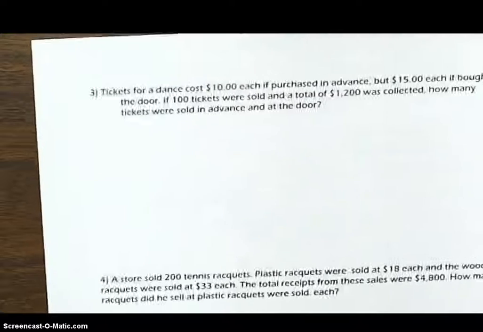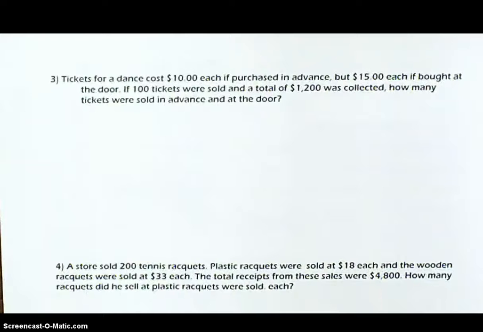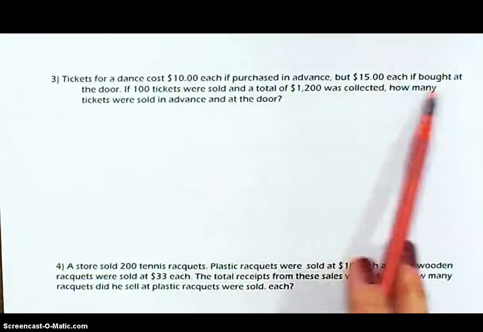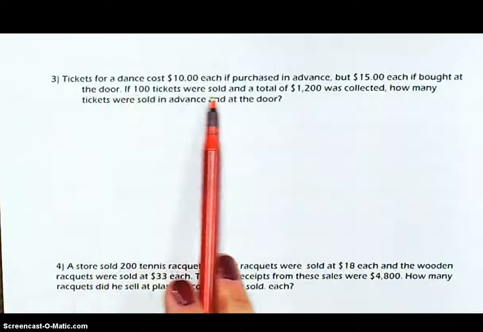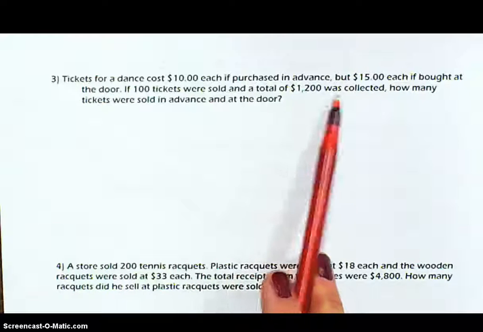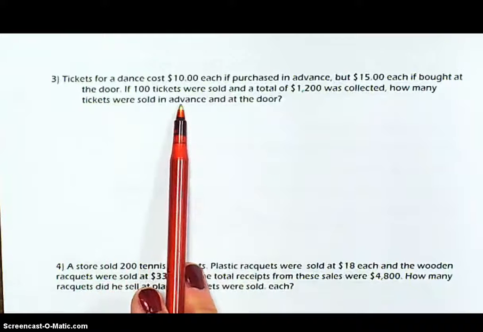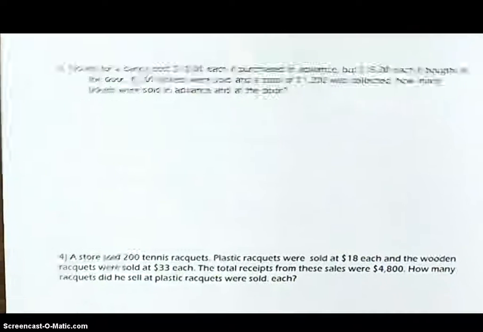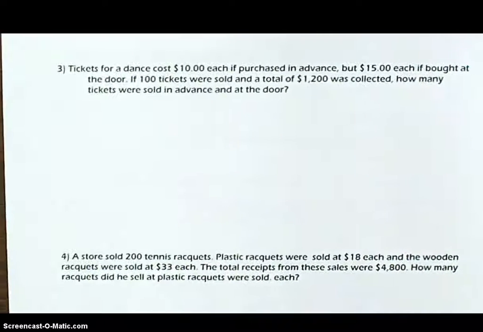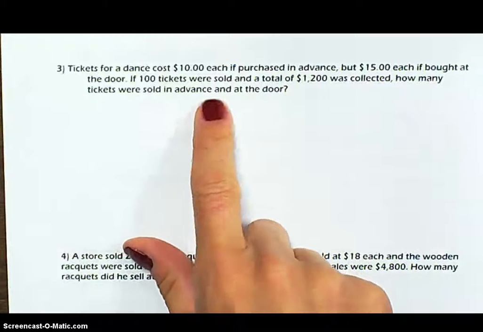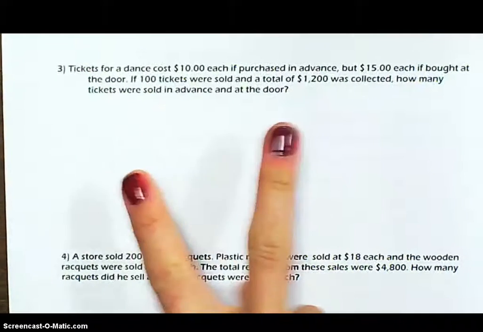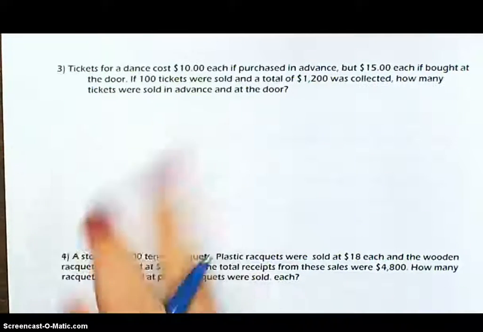So let's take a look now at number 3. Tickets for a dance cost $10 each if purchased in advance, but $15 each if bought at the door. If 100 tickets were sold and a total of $1,200 was collected, how many tickets were sold in advance and at the door? Okay, so let's ask ourselves, what are we trying to solve for? What's the main idea here? Well, we want to find out how many tickets were sold in advance and at the door. So there's actually not just one type of ticket here, there's 2 types of tickets. So we're going to need 2 let statements.